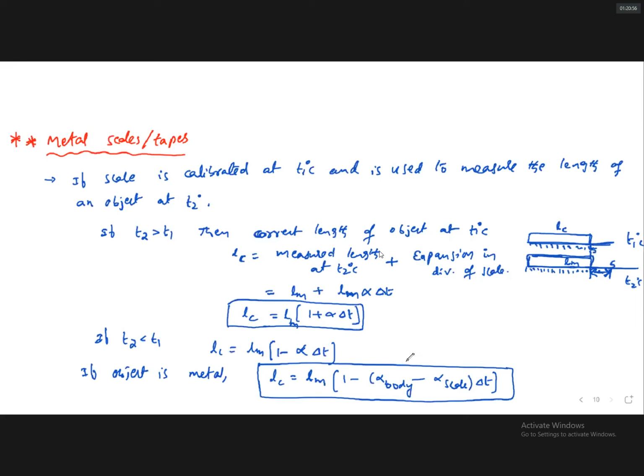Here Lm is the measured value, the measured length at T2 degrees Celsius. This is about metal scales and temperatures, metal scales and tapes, and thermal stress and thermal strain.